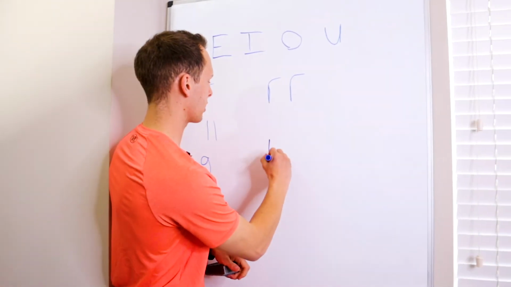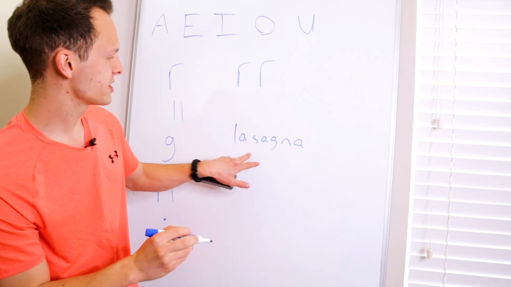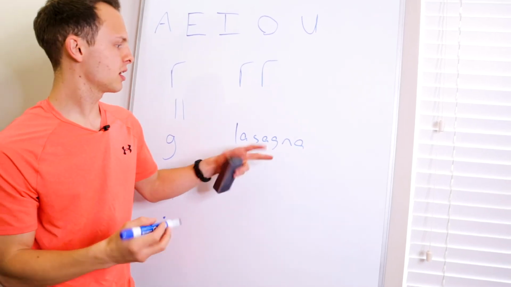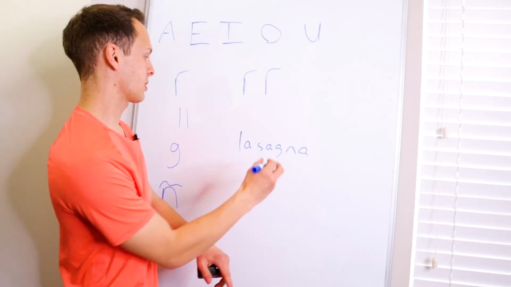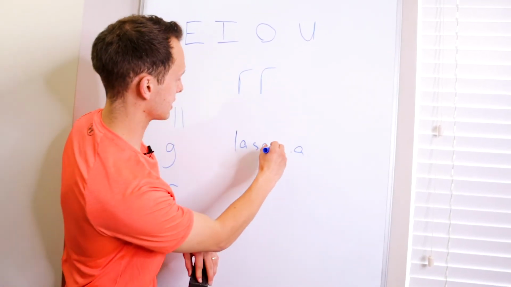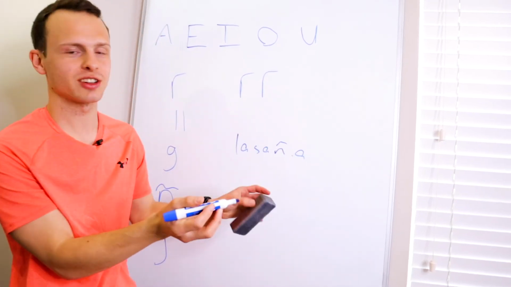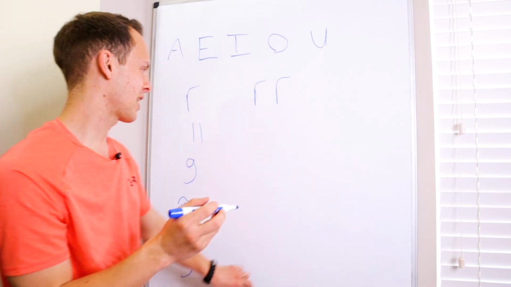Like if you were to write lasagna in English, we know that this is not pronounced lasagna, it's lasagna. Actually, the word in Spanish for lasagna is how it should be in English, with an Ñ: lasaña. There you go. That's easy. I'm not going to go into more detail over that.